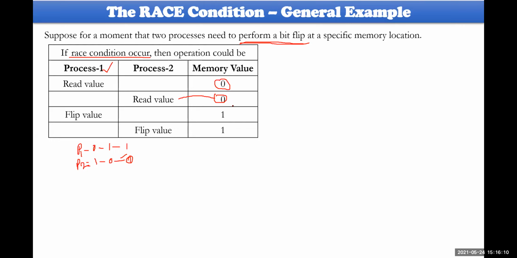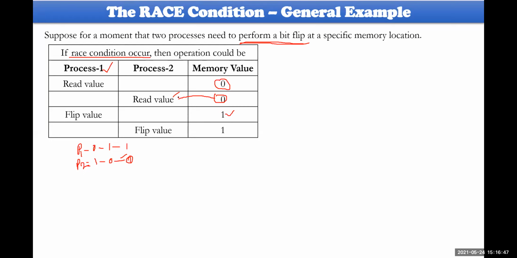But you can see here that the processes have operated in a disorder mode. The value is read from the memory by process 1, but it doesn't perform the flip operation immediately. It could be interleaved by the second process reading the same value from the memory. Then immediately process 1 flips and writes onto the main memory, so 1 has been written. And again interleaving by process 2, then it is flipped.